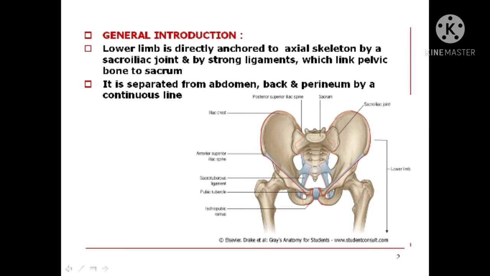The lower limb is directly attached to the lower part of the axial skeleton, that is called the sacrum, and it makes a joint that is called the sacroiliac joint. Apart from the joint, the sacral and the iliac bones are attached by means of strong ligaments. These are called the sacrospinous, the sacrotuberous, and the sacroiliac ligaments. It is also separated from the abdomen, the back, and the perineum by a continuous line.